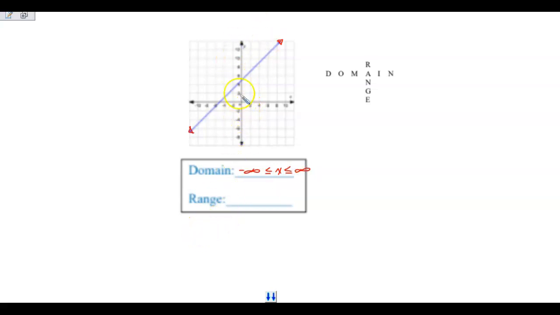My range, that's my y values. Again, I don't see a minimum and I don't see a maximum, so it's also going to go from negative infinity to positive infinity. So negative infinity is less than or equal to y, which is less than or equal to positive infinity.